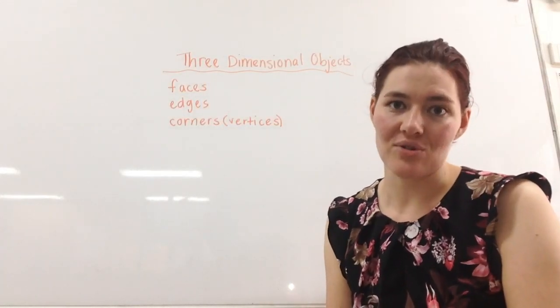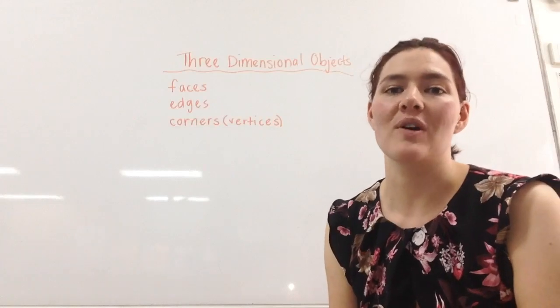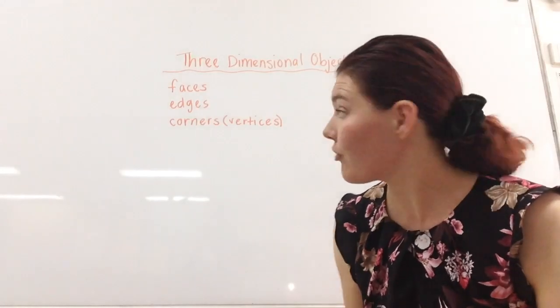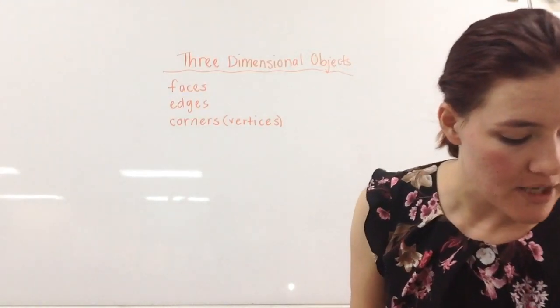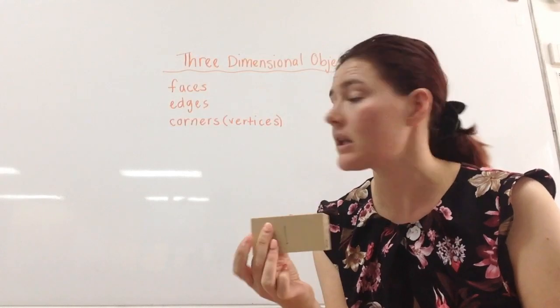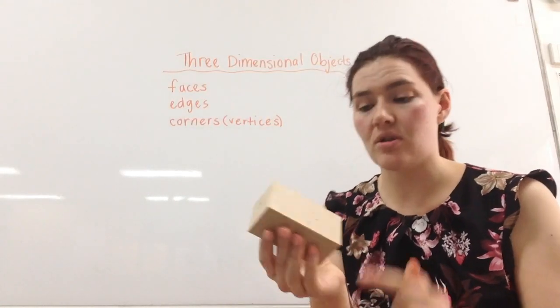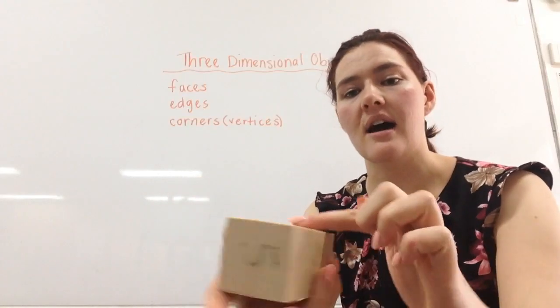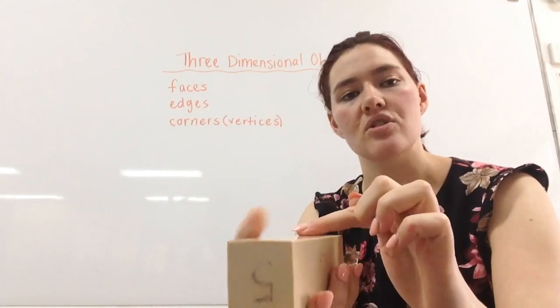And my job will be to guess what shape you are describing, which object you are describing based off its features. Now, before we get started, I thought I might show you each of those features on an example. The faces of a three-dimensional object are these big flat parts here. These are the faces of a three-dimensional object.